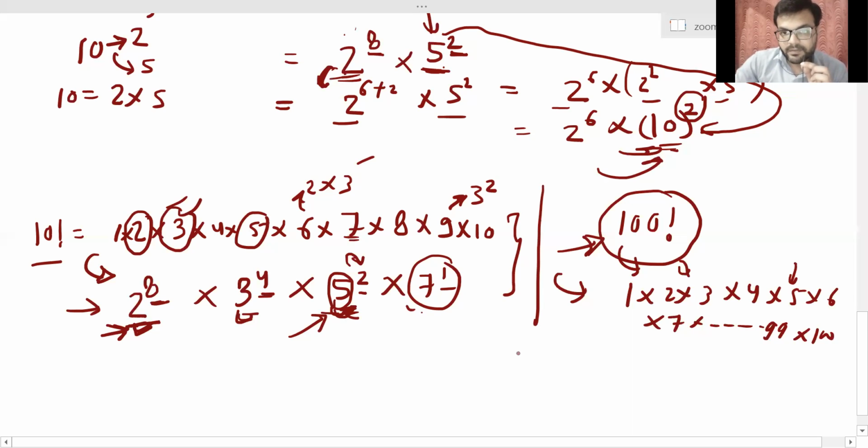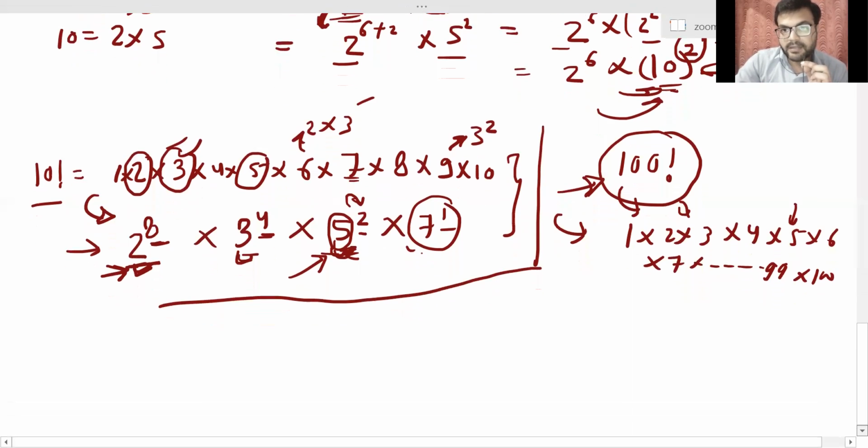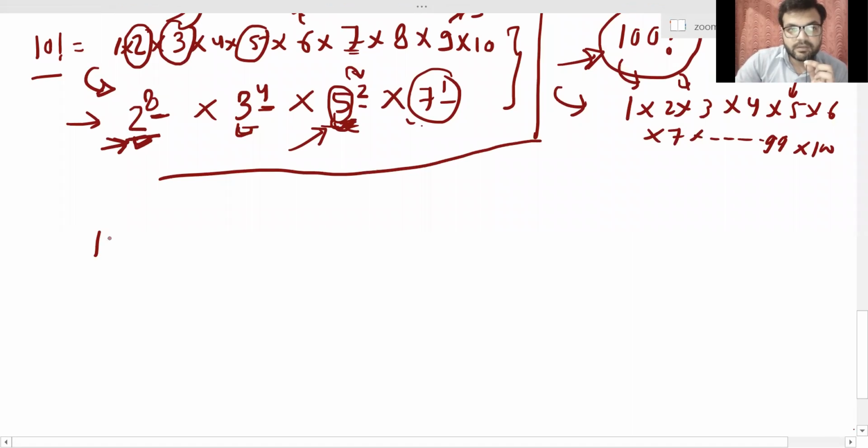So it is suggested that you should go for the shortcut, the short trick. And the shortcut is, for finding out the number of trailing zeros, you will have to find the maximum power of 5.